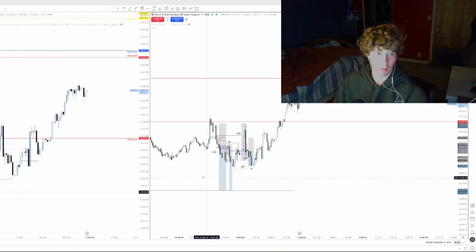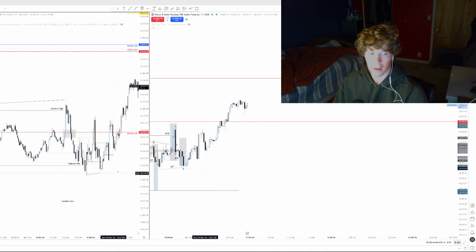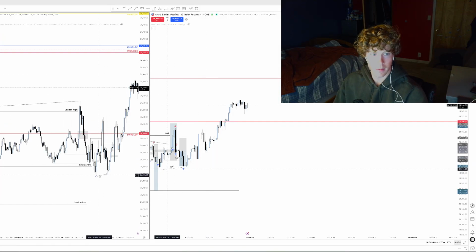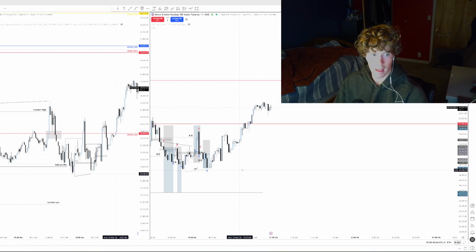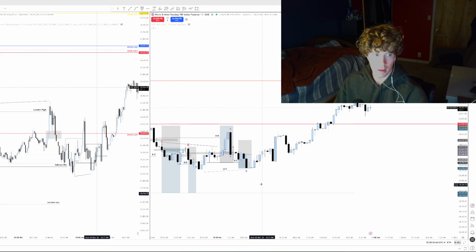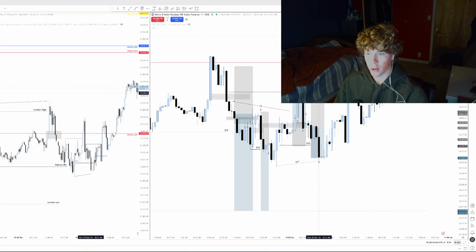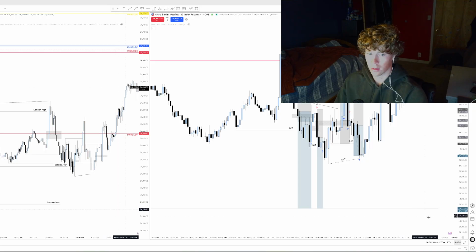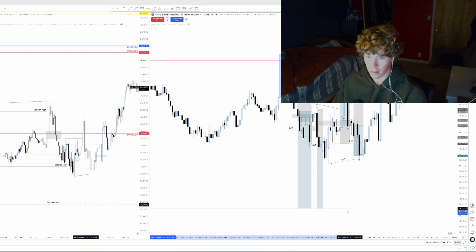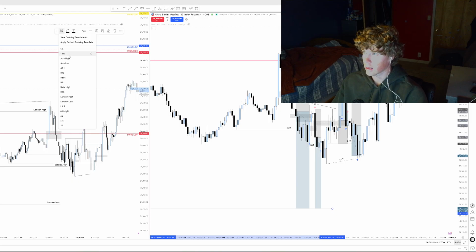Let's go over them. So I chart obviously on the full NASDAQ here. So that's all of that. And then here are my executions. So let's break these down real quick. So my first trade was this short to where? To London low. So let's mark out London low here. We had London low down here.